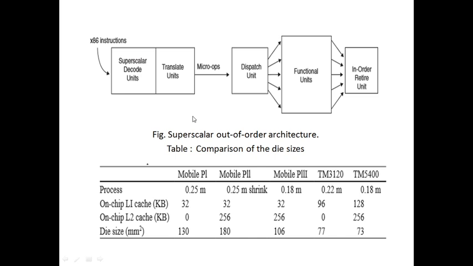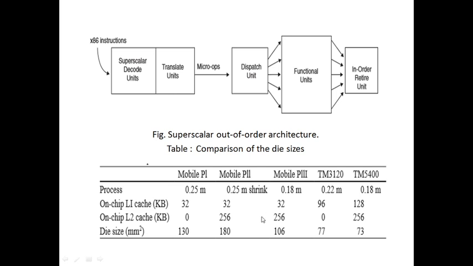Then see here the comparison table for the superscalar out of order architecture, which is used in Pentium 1, Pentium 2, Pentium 3 processors, with the Transmeta Crusoe processor architecture. These 2 are x86 architectures only, but we have some difference. See the process for the Pentium 1, Pentium 2, Pentium 3, and these last 2 are the Transmeta Crusoe processors. First one is TM3120, the second one is TM5400. These 2 are the Transmeta Crusoe processors.